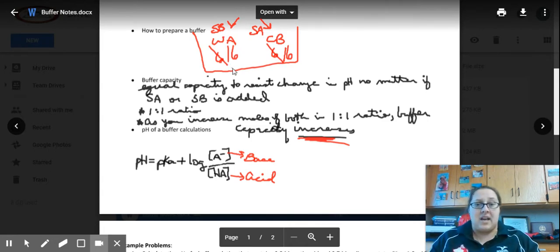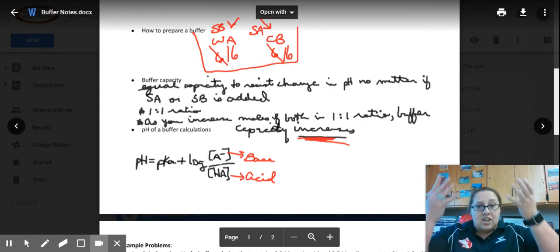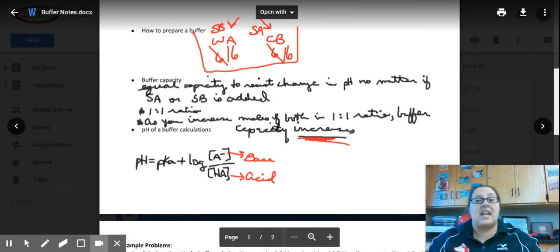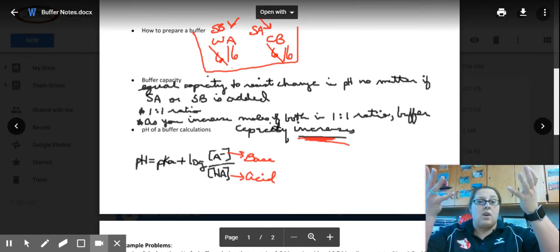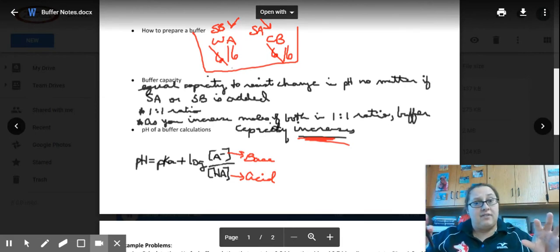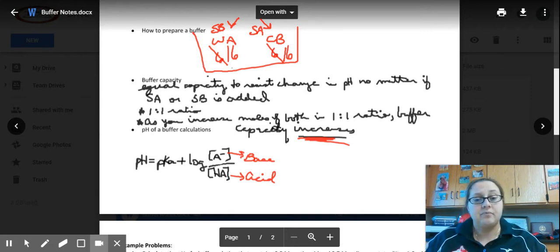So buffer capacity, two main ideas. We want a 1-to-1 mole-to-mole ratio of your weak acid to your conjugate base. And secondly, as you increase both of those amounts in that 1-to-1 ratio, you're able to resist the change even better, so therefore your buffer capacity increases.